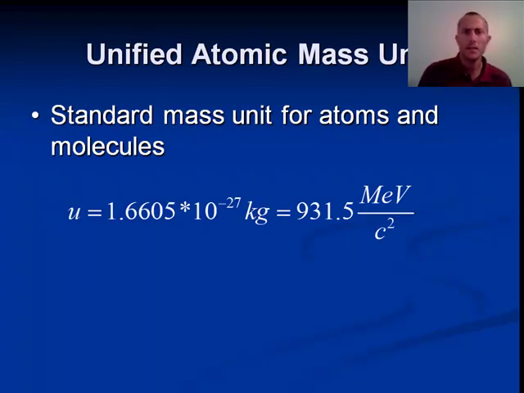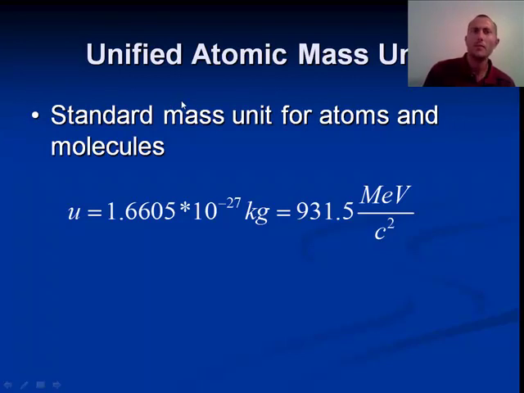The unified atomic mass unit has a specific value in kilograms of 1.6605 times 10 to the negative 27 kilograms. So it's a very, very small mass. And if we put it into an energy, it's 931.5 mega electron volts per speed of light squared. And we're going to talk about this unit more in depth here in a minute.